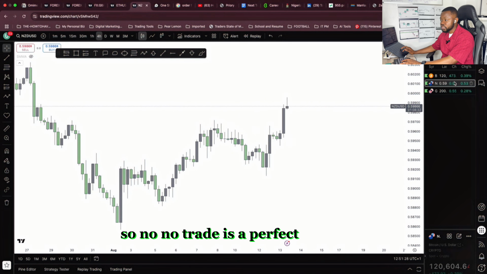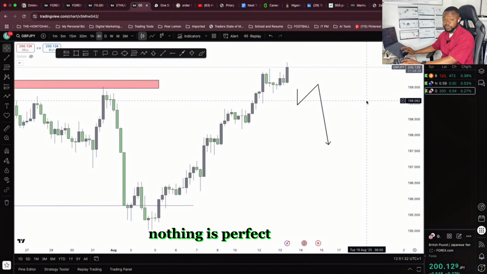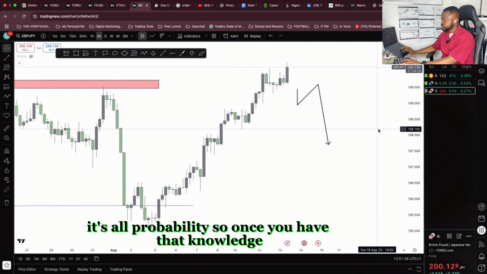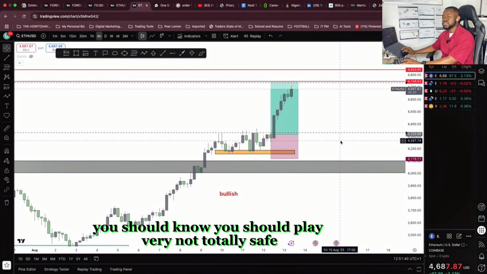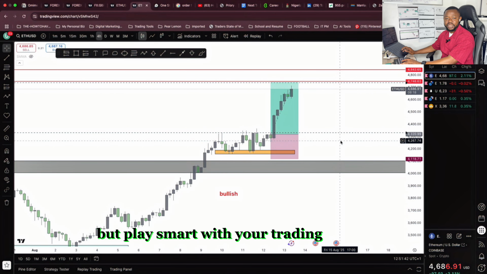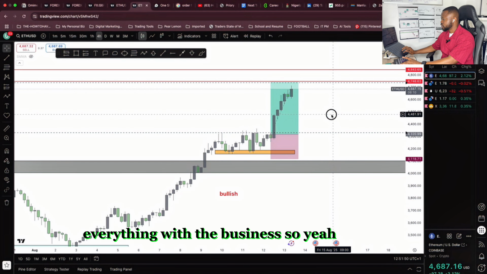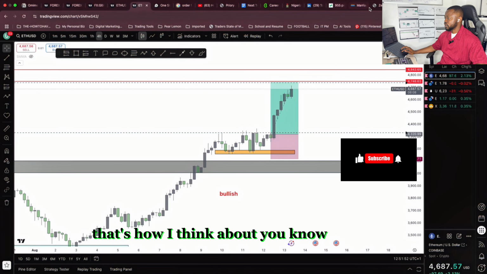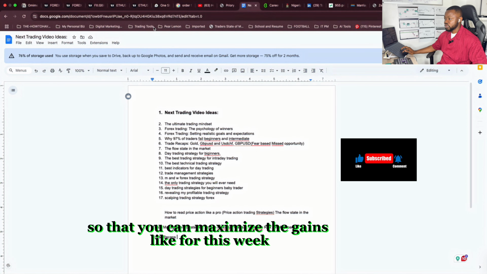So no trade is a perfect trade in this market. No setup is perfect. Nothing is perfect. It's all probability. So once you have that knowledge, you should know you should play, not totally safe, but play smart with your trading, play smart with your risk, and play smart with everything with the business. So yeah, that's how I think about managing your trades, so that you can maximize the gains.